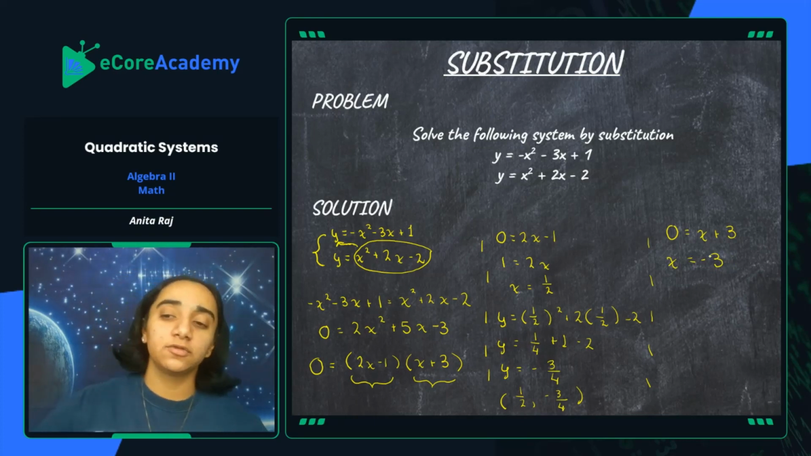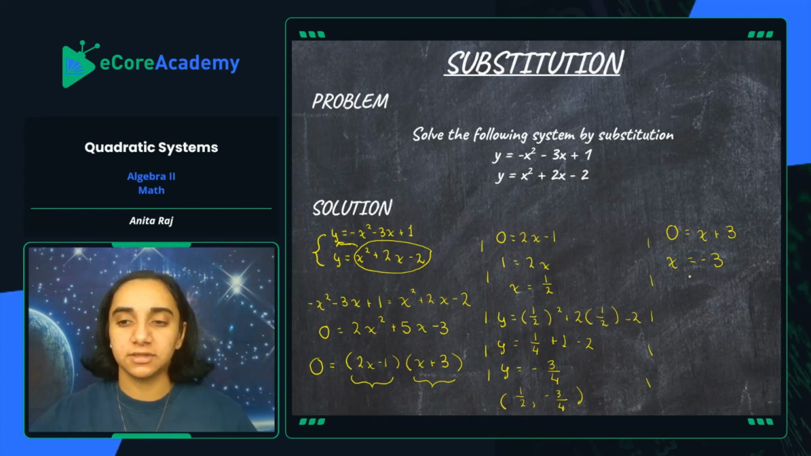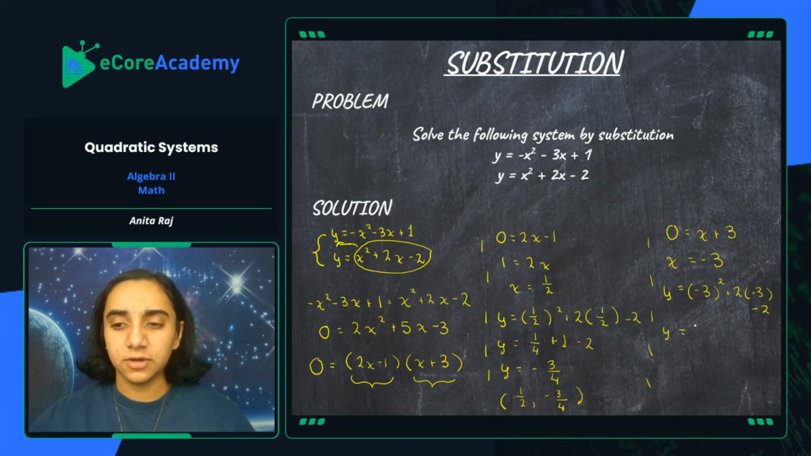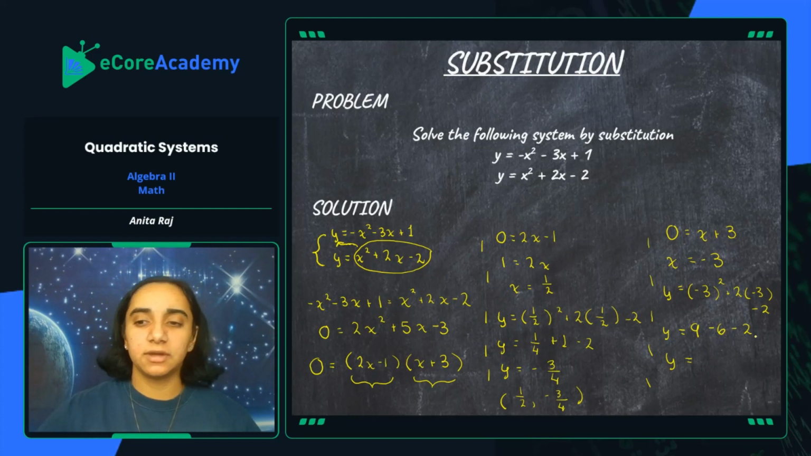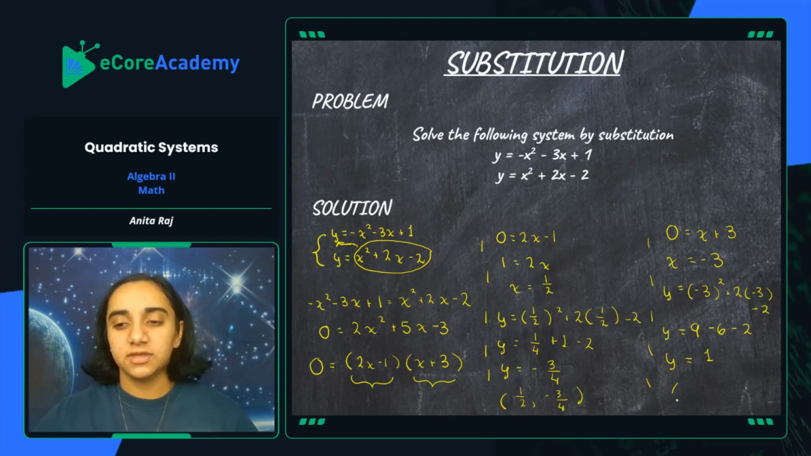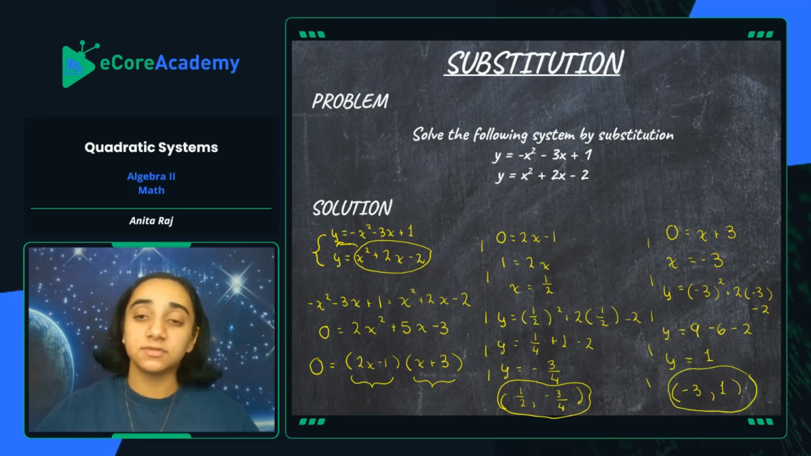Let's plug negative 3 in for x into y equals x squared plus 2x minus 2, like we did with the last one. And we get y is equal to negative 3 squared plus 2 times negative 3 minus 2. Negative 3 squared is 9, 2 times negative 3 is negative 6, minus 2. And then we get y is equal to 9 minus 6, which is 3, and 3 minus 2 is 1. So y equals 1, and this solution right here is (negative 3, 1). So here are our two solutions, (1/2, negative 3/4) and (negative 3, 1). And we just found those using the substitution method.